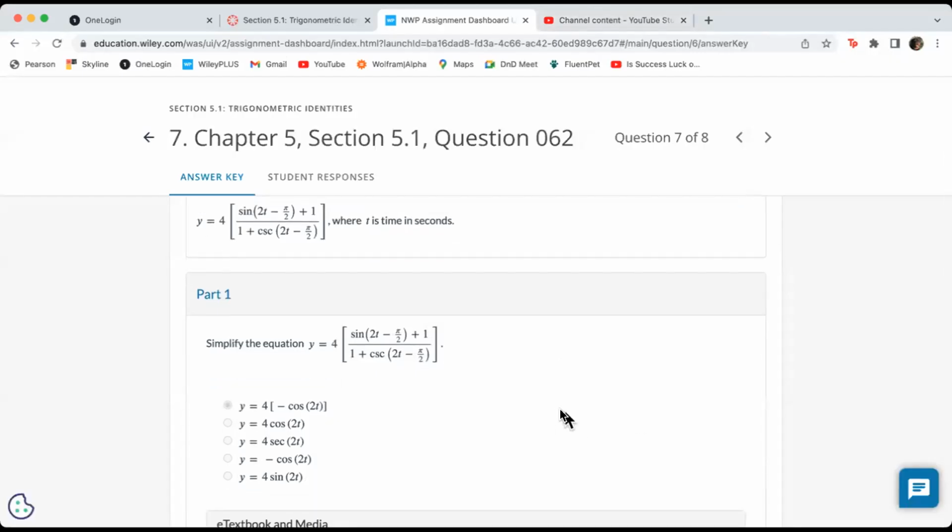Now, if we look at the answers, we can see what the answer is marked here on my screen. But if we just look at the answers, notice that all of the answers have a 2t in them. All of the answers have a 2t in them. This suggests that we're not going to need the double angle identity for sine.